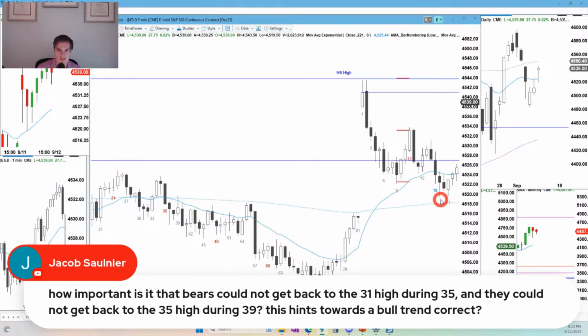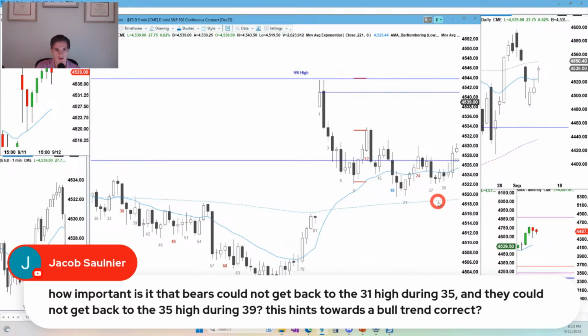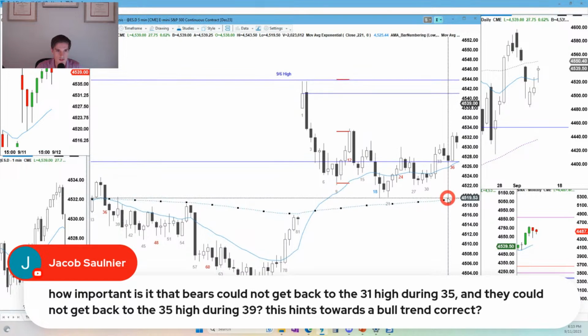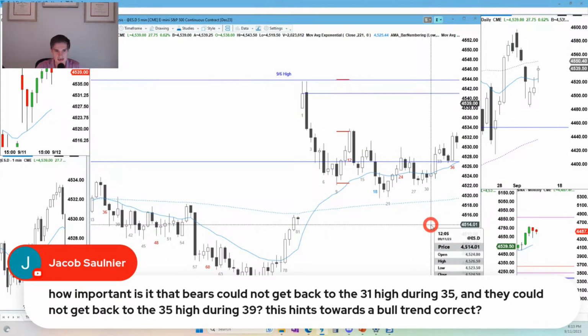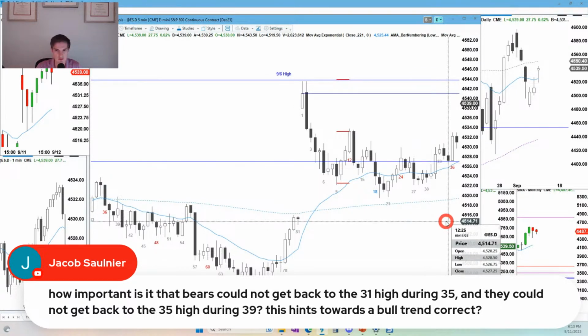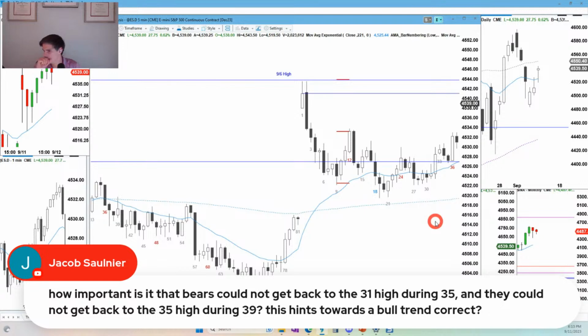Question: how important is it that bears cannot get back to the 31 high during bar 35? So how important is it that the gap at the 31 high, 26 and a half, stayed open at the low of 35? Does that hint towards a bull trend? Yeah. Bull trends trap traders.